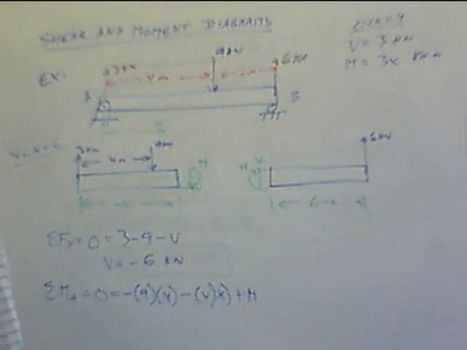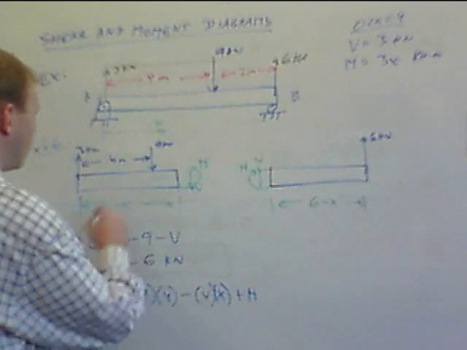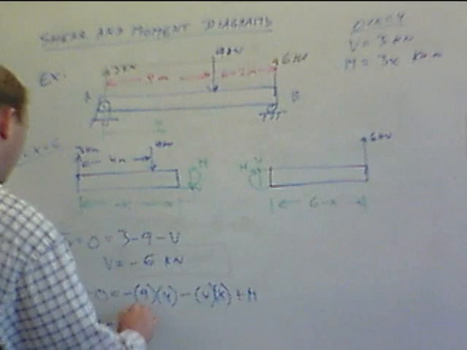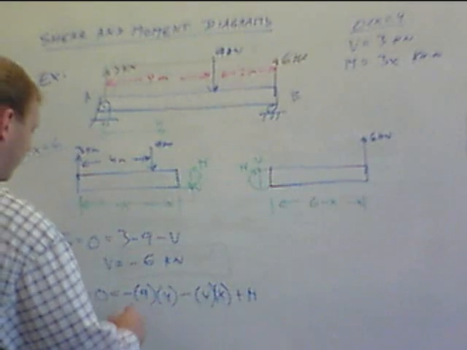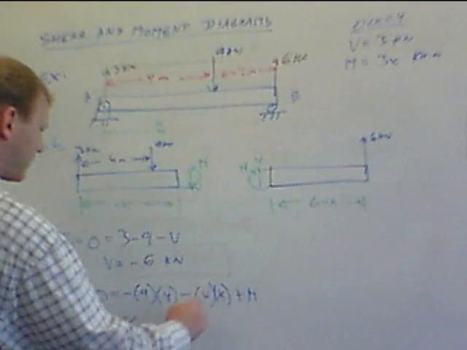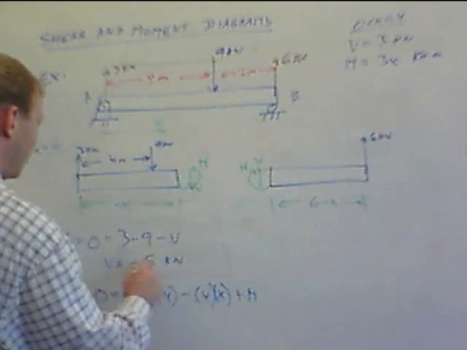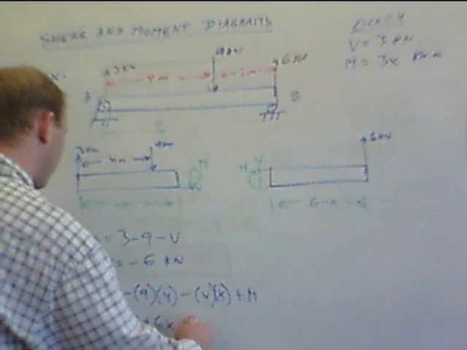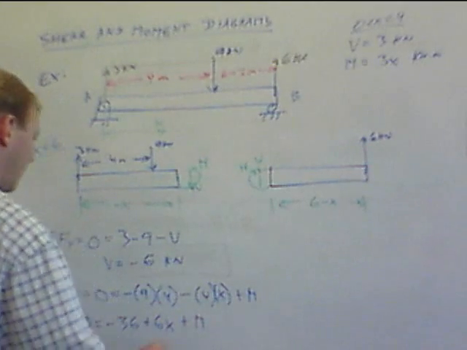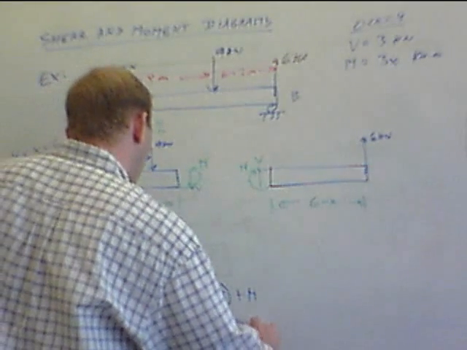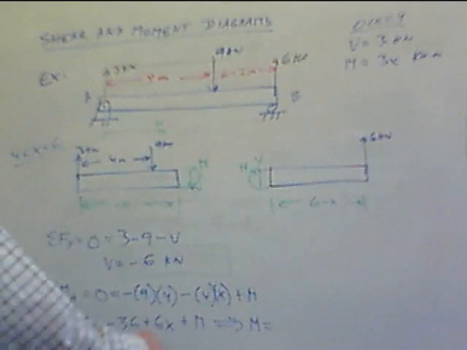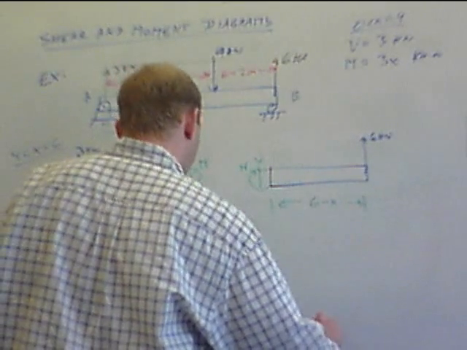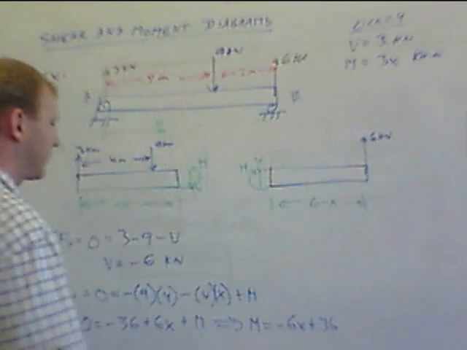So we end up with, V is minus 6, so we end up with 0 equals minus 9 times 4 is 36, minus a negative 6, so plus 6x, plus M, so M equals minus 6x plus 36.